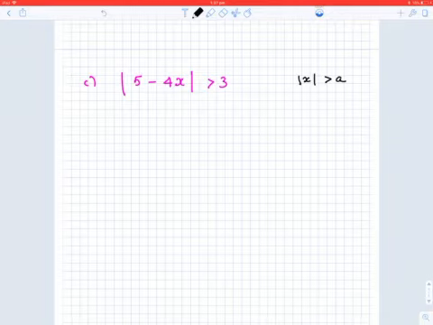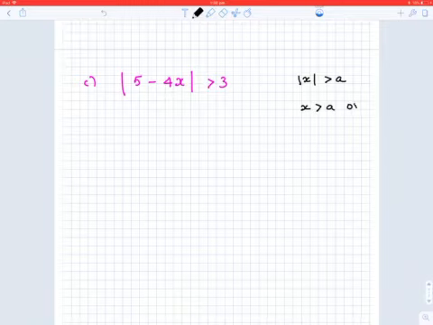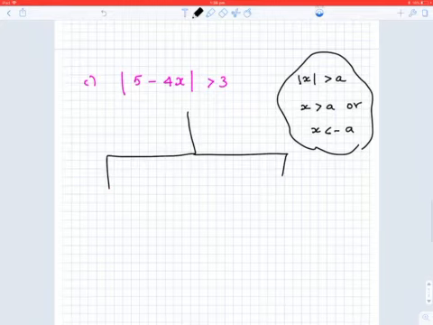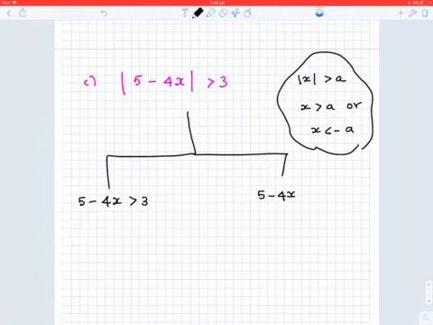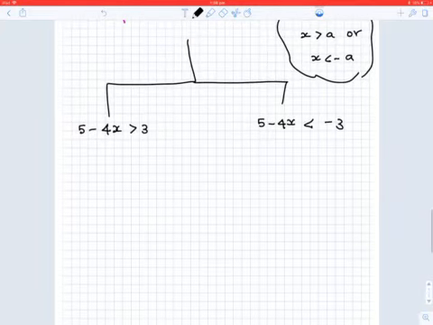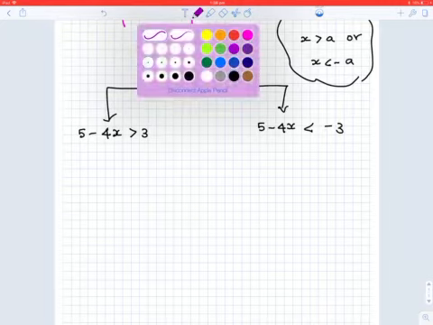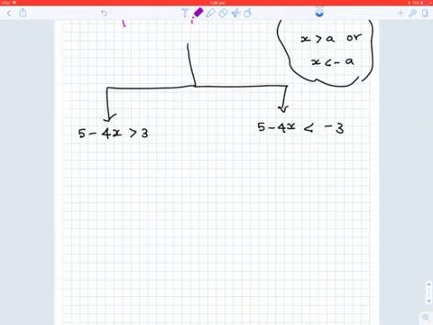Question C is still solve: the absolute value of 5 minus 4x is more than 3. Remember, when the absolute value of x is more than a, it means either x is more than a or x is less than minus a. So I'm going to use this. It leads to two equations: 5 minus 4x is greater than 3 or 5 minus 4x is less than minus 3. We are going to solve both.